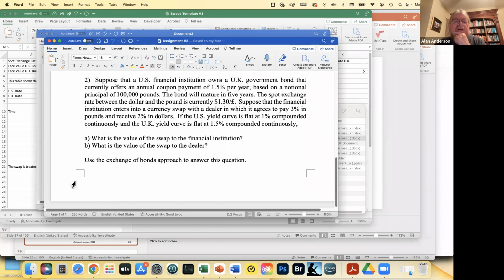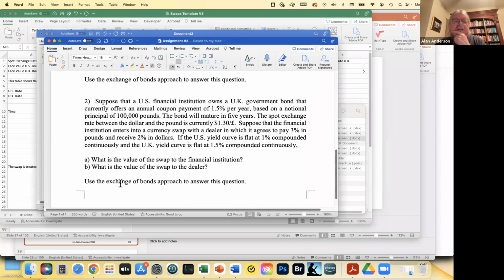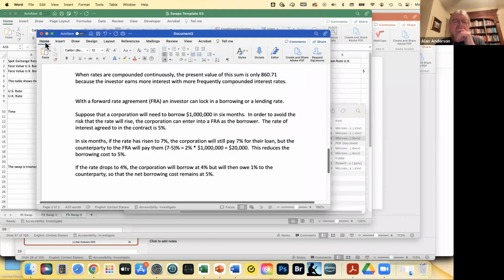Then we're going to have a foreign exchange swap. And here we're going to use, again, the exchange of bonds approach to come up with a correct price for this swap, rather, to the financial institution and the dealer. Okay, so you're actually only doing two things: one interest rate swap, one foreign exchange or currency swap. Okay, so that won't be too bad using the template.